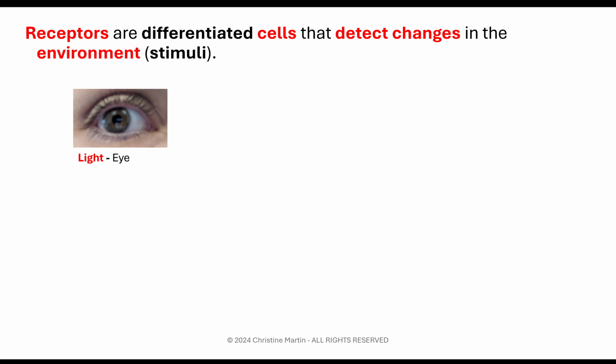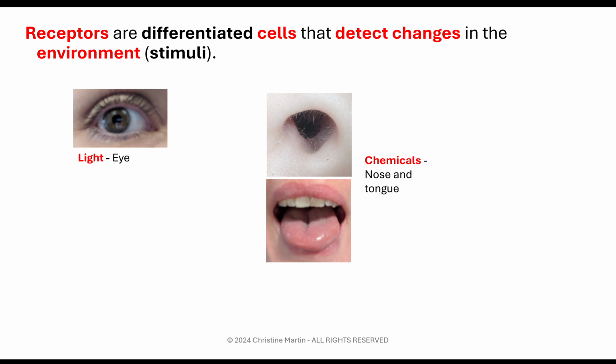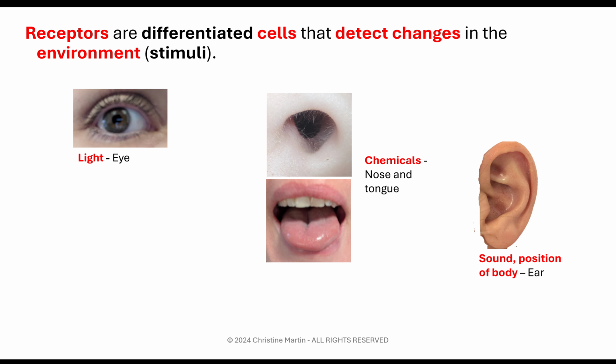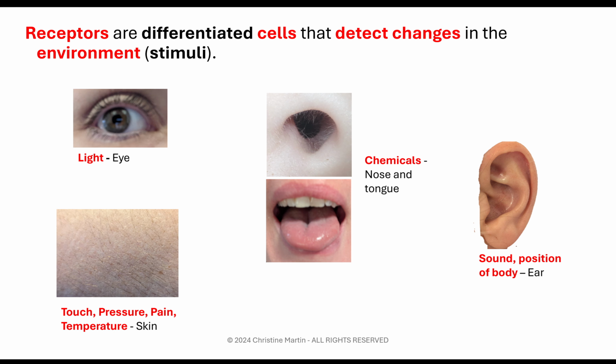It could be chemicals such as you smelling something or tasting something, or it could be sound as I talk to you right now, or me changing the position of my body, moving my head in different directions. It could be somebody touches you on the shoulder or the hand, pressure as you sit on a table, or pain, or the temperature of the environment. So you have these different types of receptors, and they are located in different places within the body.